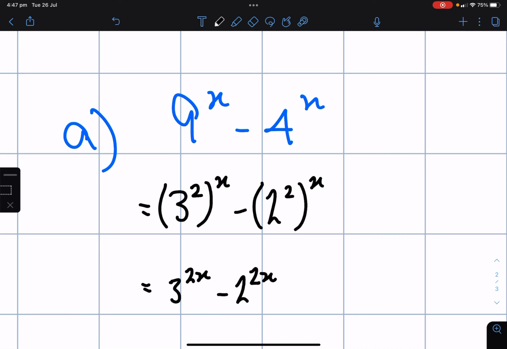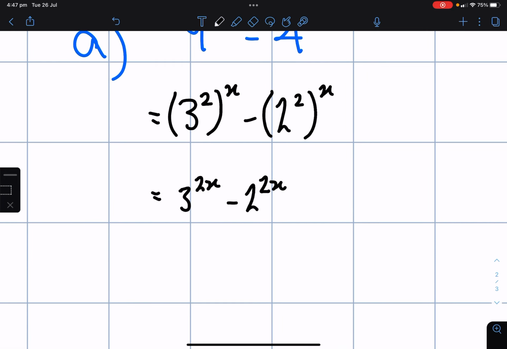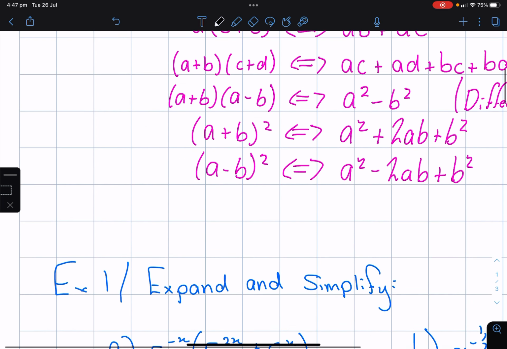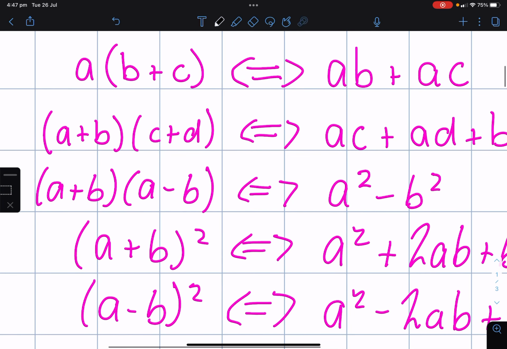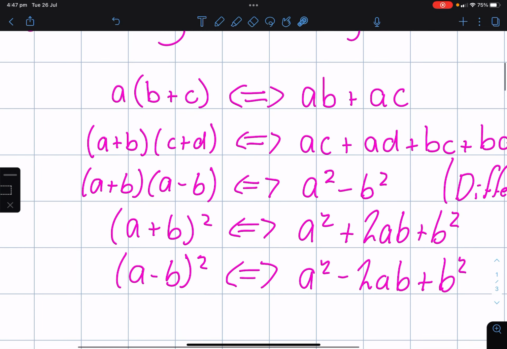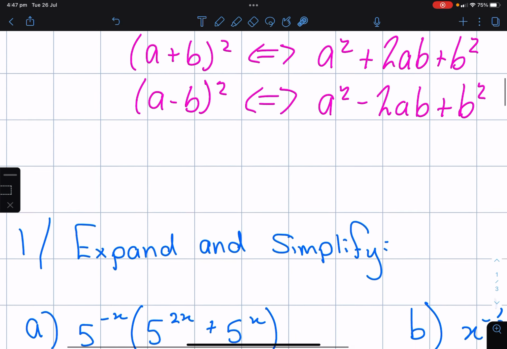Now I'm going to do something a little bit funky here, but you'll see why in a moment. So I'm kind of going to reverse this process, but reverse the order the numbers are in. So 3 to the power of x squared means the exact same thing. Take 2 to the power of x squared. So now we have a number squared take a number squared. And if we go back up to our formula, here we have a number squared take a number squared. We can actually factorize this nice and easily to a plus b times a take b.